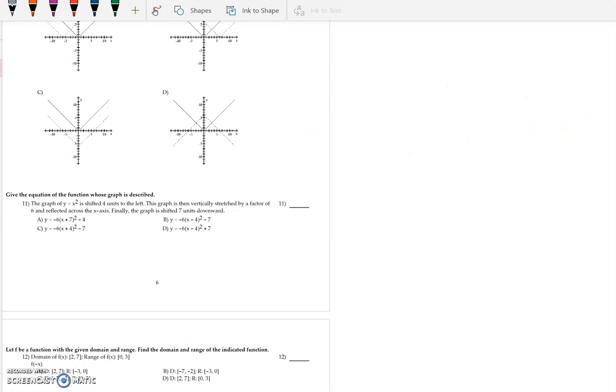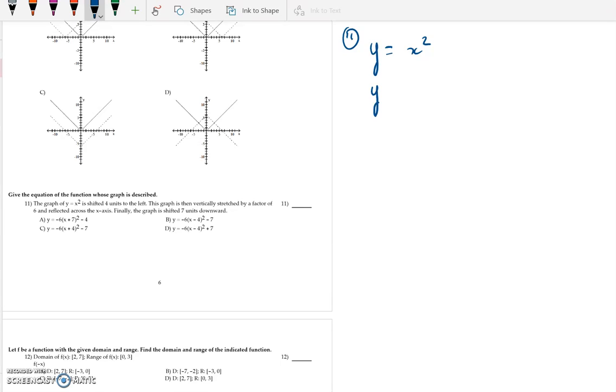Okay, now let's take a look at problem number 11. On problem number 11, what do we have? Give the equation of the function whose graph is described. So we got the graph of y equal x squared. The graph of y equal x squared is shifted 4 units to the left. Because it's shifted 4 units to the left, that means I'm going to have y equal (x plus 4) squared. Okay, shifted 4 units to the left.